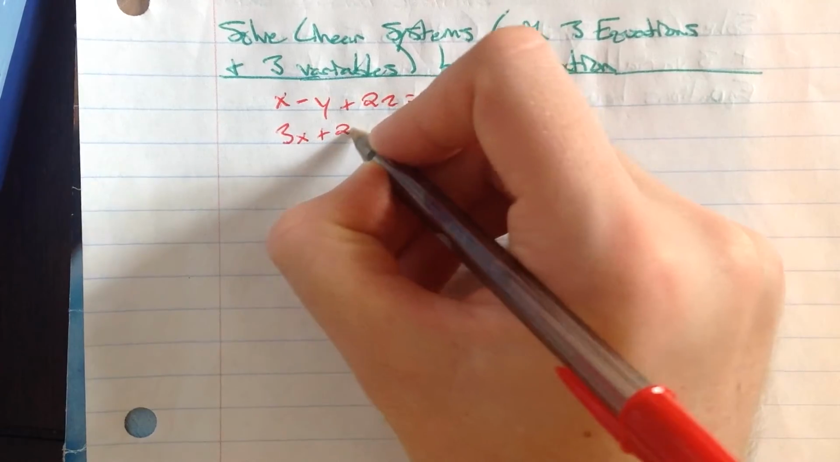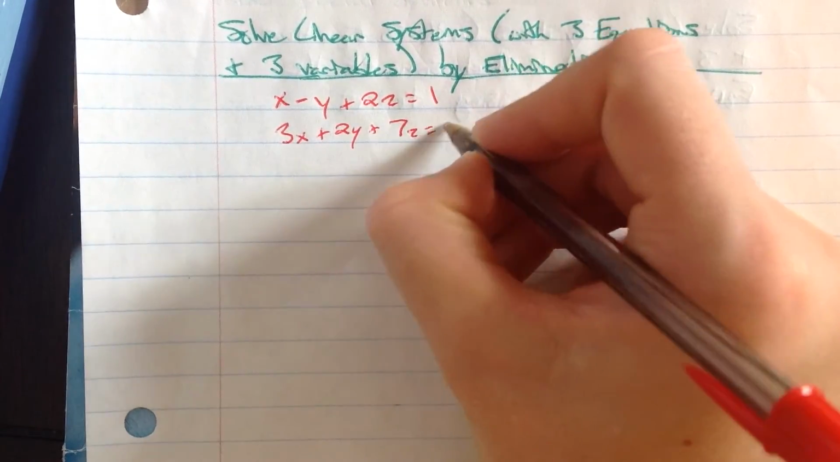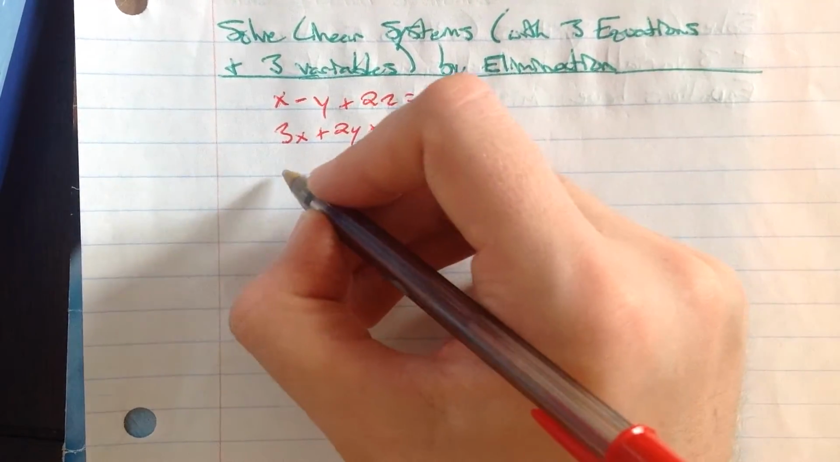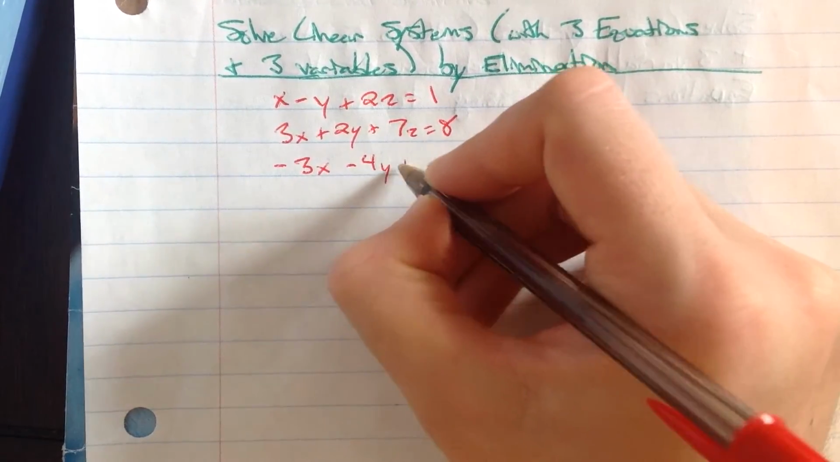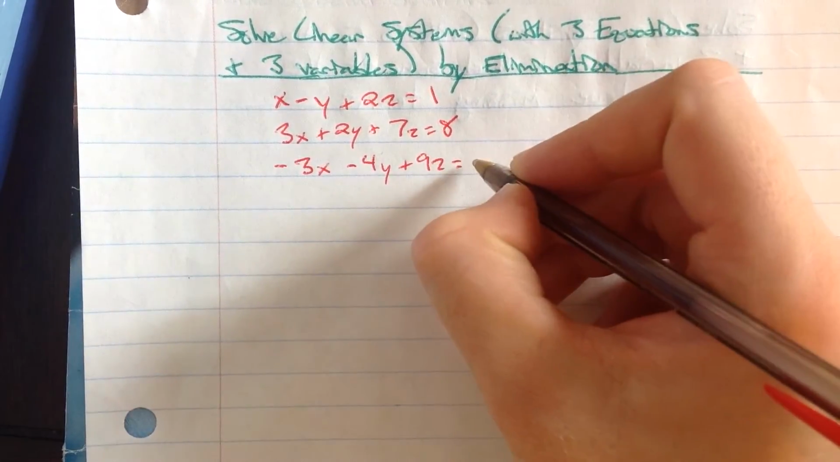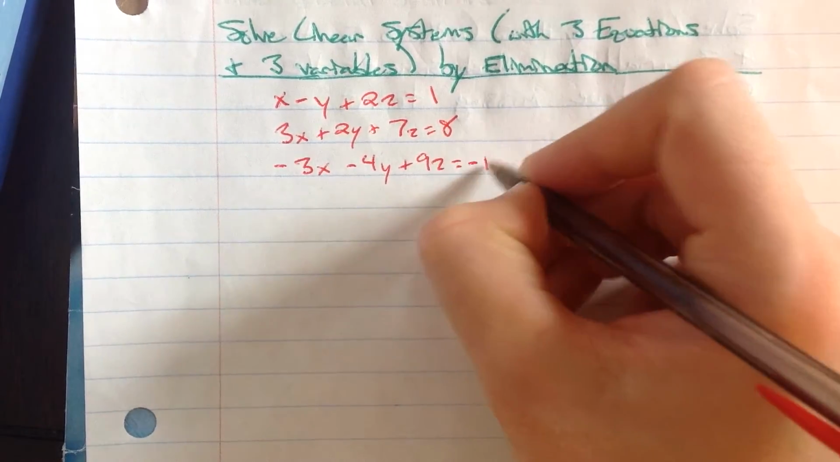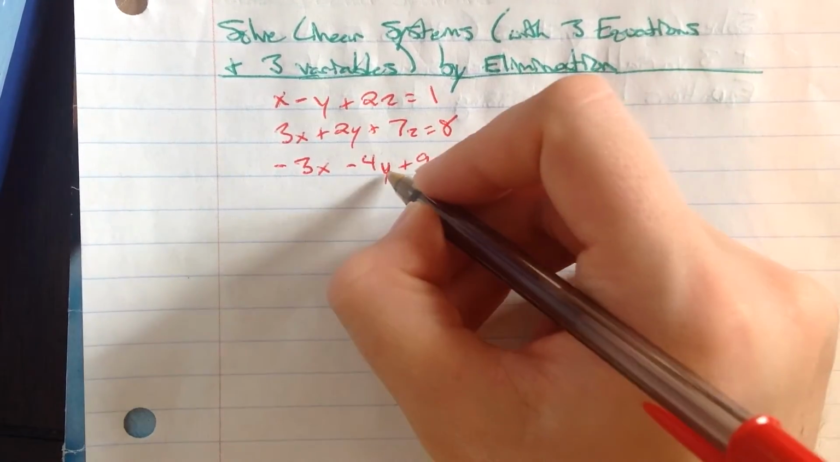3x plus 2y plus 7z equals 8, x minus y plus 2z equals 1, and negative 3x minus 4y plus 9z equals negative 10. So the first thing to do is to pick one variable we're going to eliminate.